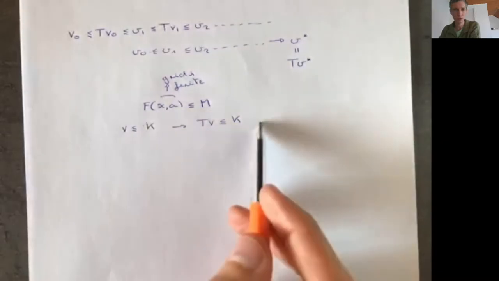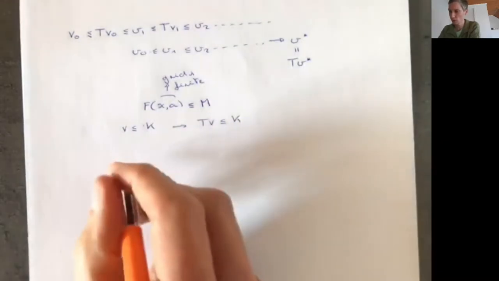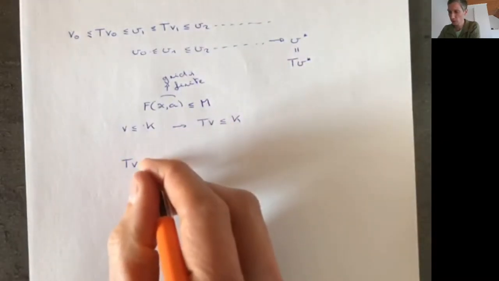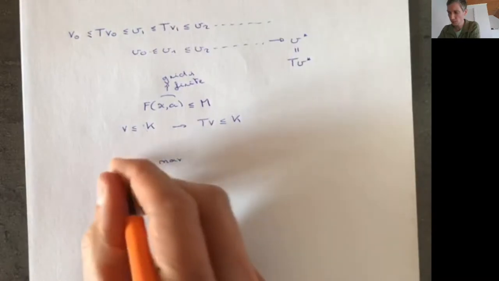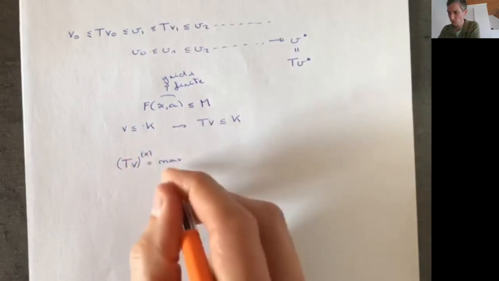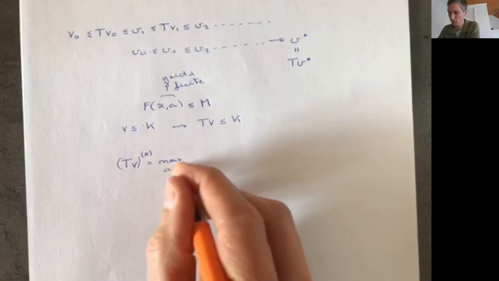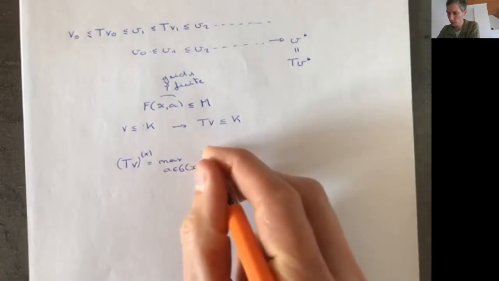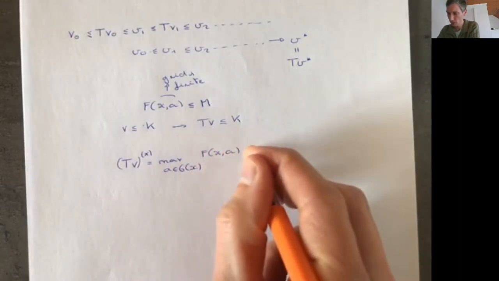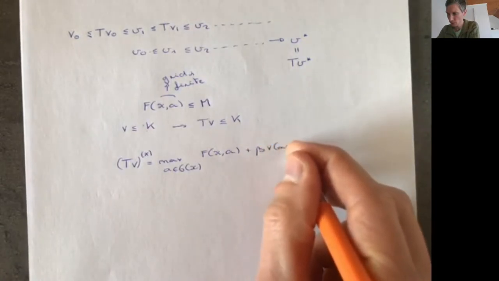Okay, so let's show that this actually holds. Let's try to compute this value of k. We know that Tv is equal to the max over a in gamma of x of f(x,a) plus beta v(a).